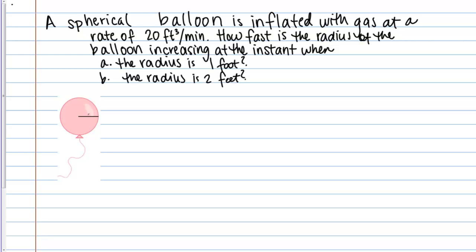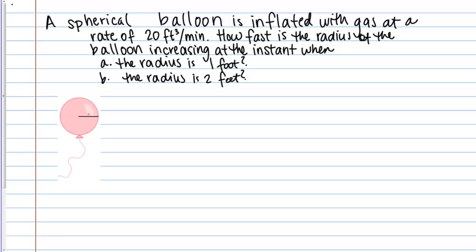For this particular problem, the picture is really not that interesting, as opposed to maybe one of the more complicated related rates problems you'll see. But here we have our balloon, and I've labeled its radius as little r. And we can use the variable V to stand for volume. Okay, so what's the next step in the related rates process?